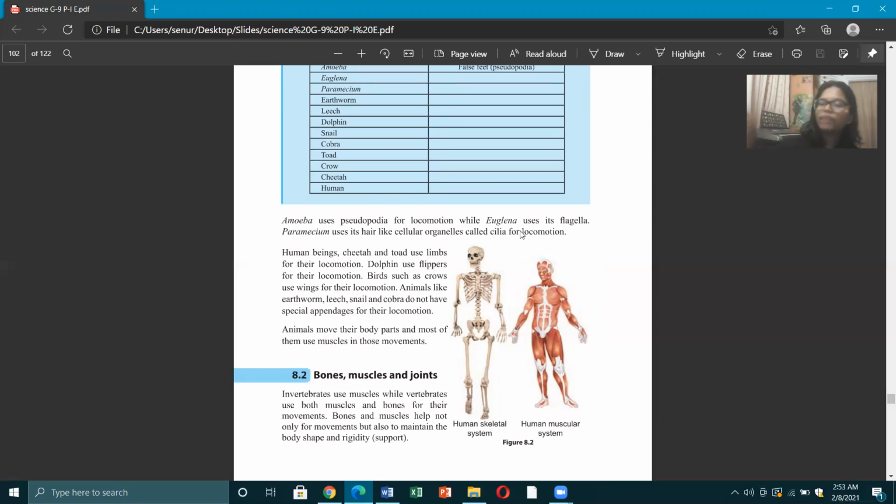That's how they move. And if you take paramecium, they have small structures called cilia. So now those are some microorganisms.